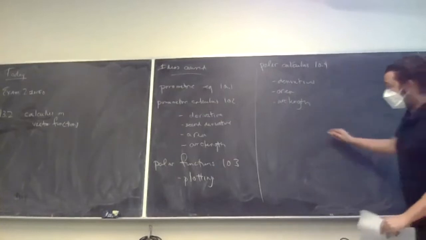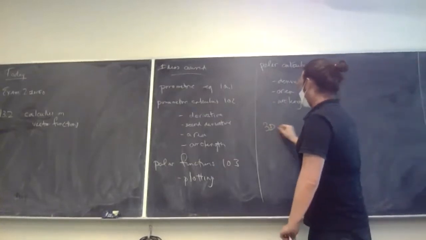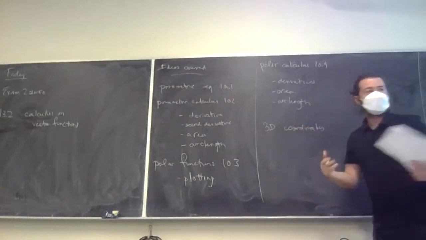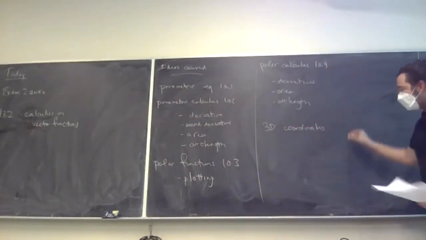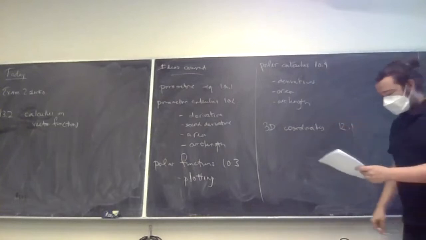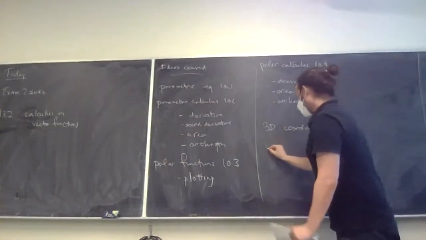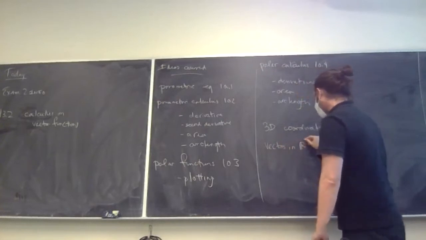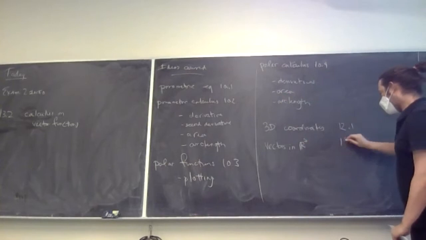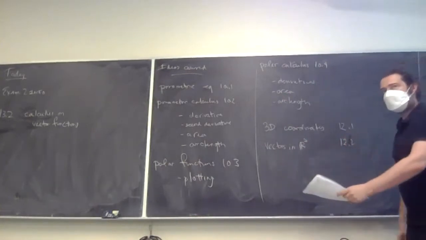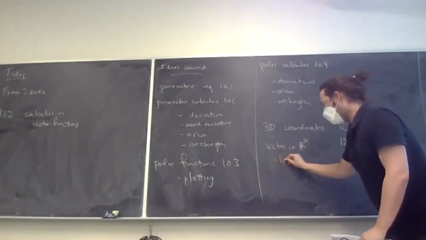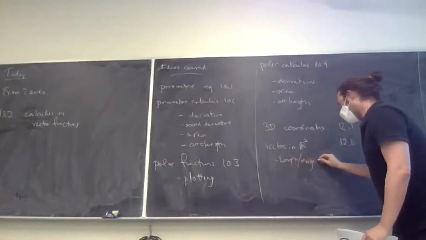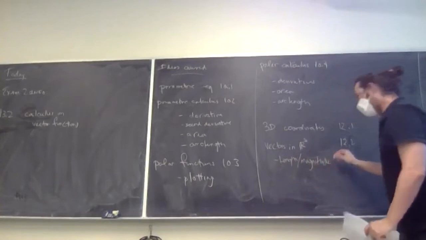Then there were the lame sections. So 3D coordinates. Not lame, probably just mostly review for people, right? So the 3D coordinates, that was 12.1. Vectors in R3, that was 12.2. And the big idea when you study vectors in R3 is the notion of length and magnitude, kind of where that's introduced.